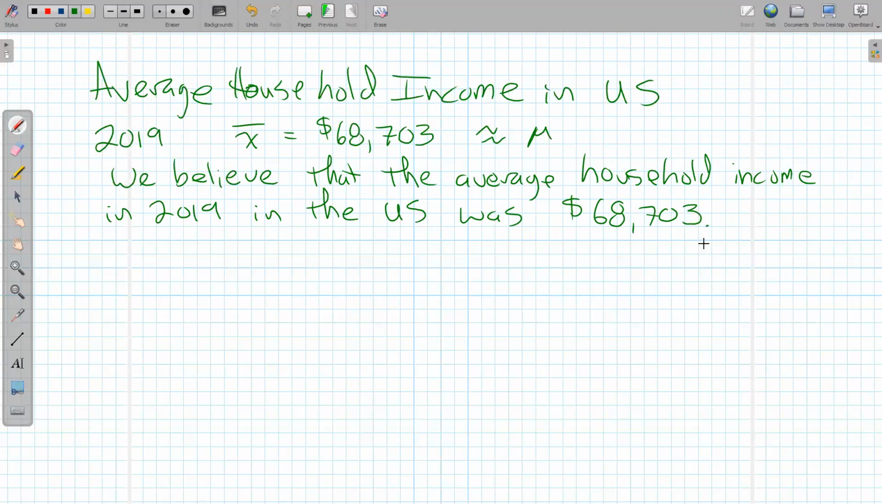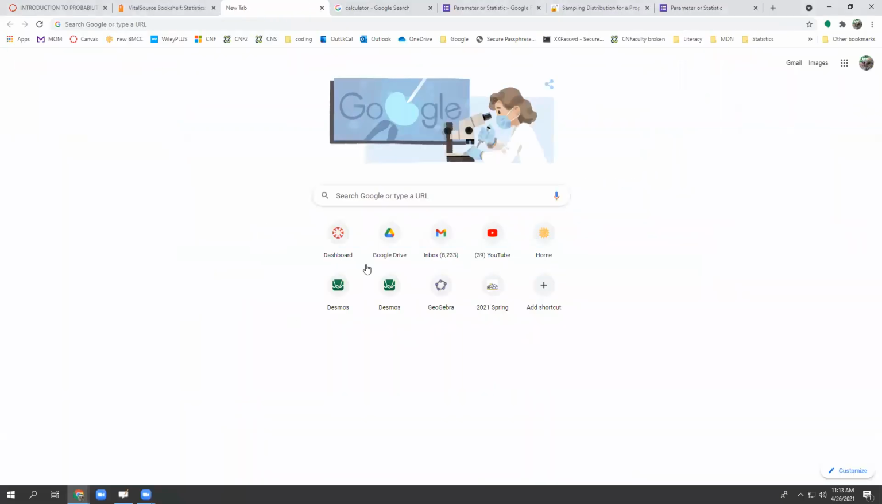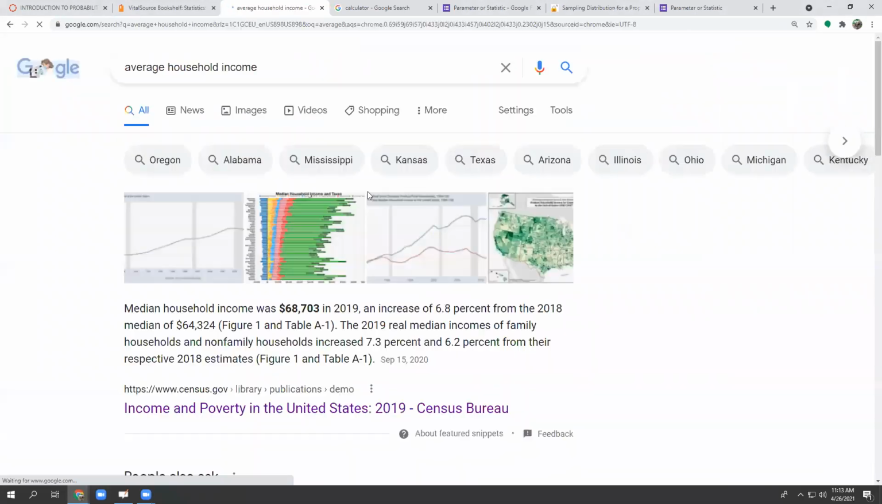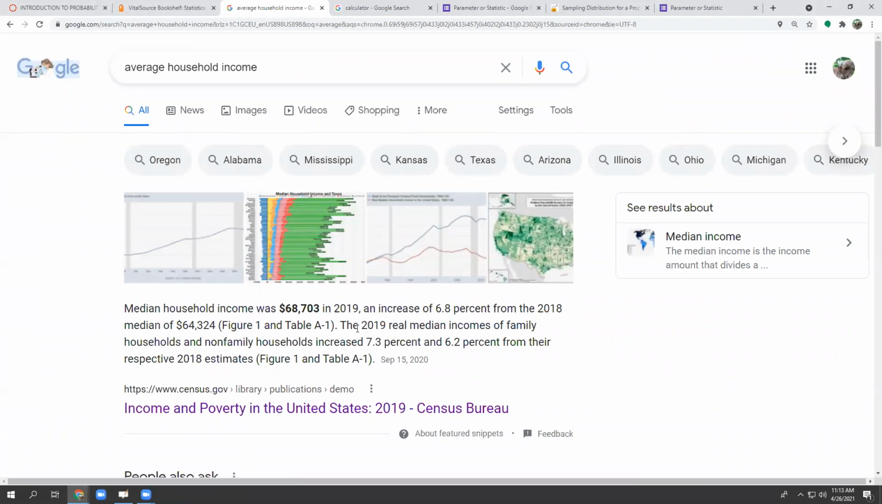Now, they didn't talk to everybody, right? They only talked to some people. So I am going to look this up. There we go. So average household income. And I get this pops up right away. It said, hey, the median household income in 2019. So I'm technically wrong there. It's the median, not the mean, but I'm just going to go with it. Median can be a measure of average, but usually we want the mean. Anyway, so they say it's 68,703.